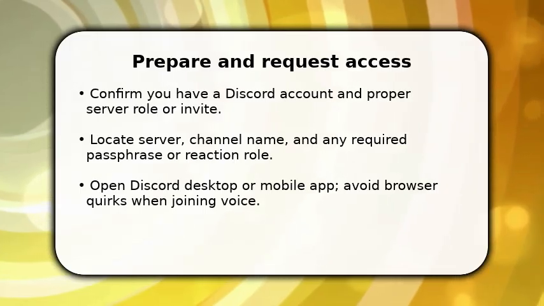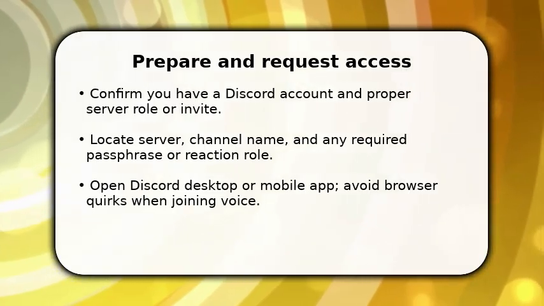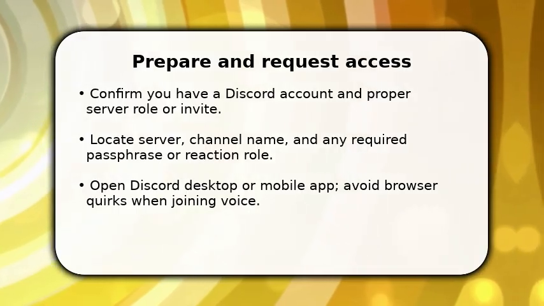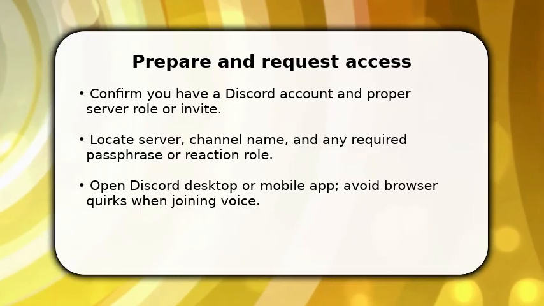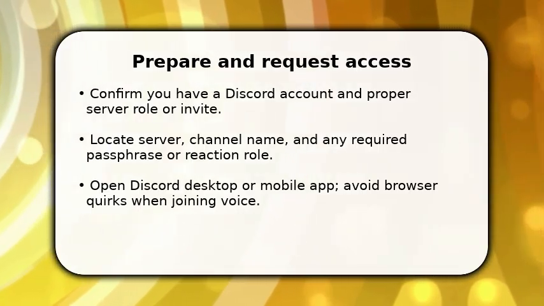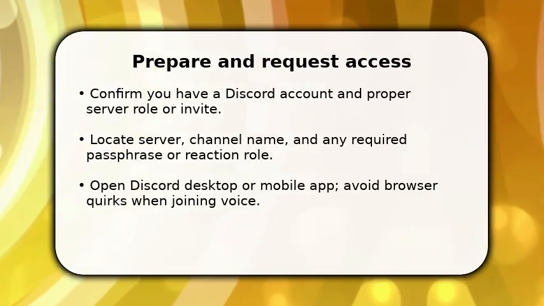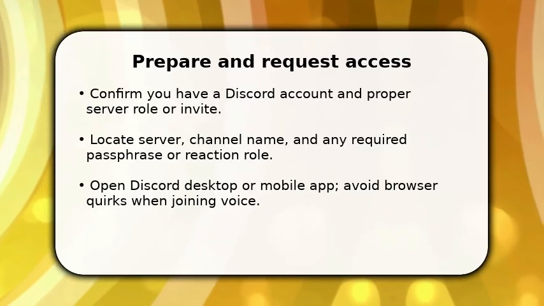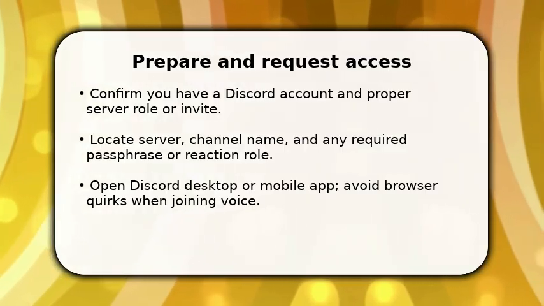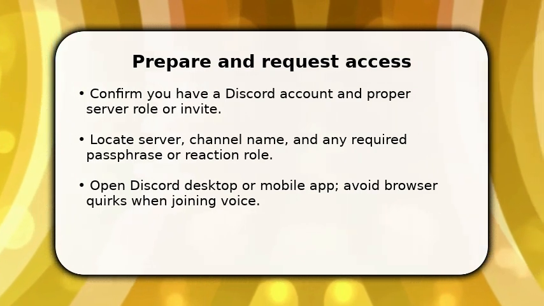You start by confirming prerequisites. You have a Discord account, appropriate server role, and the invite or permission to join the private voice channel. Once that's confirmed, find the server and the exact channel name so you don't request the wrong access. If the server uses a reaction role or passphrase, send the exact response to the bot or moderator. This signals why you need access and triggers role assignment. Make sure to use the Discord app for fewer connectivity surprises.